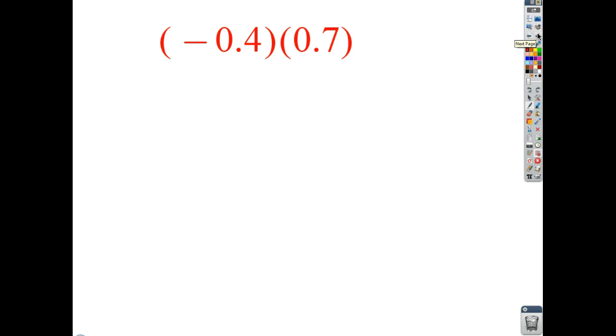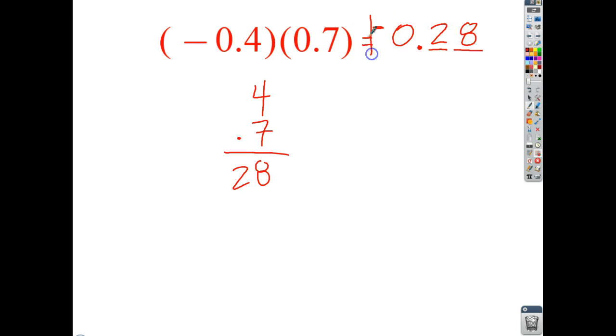Okay, negative 0.4 times 0.7. Let's look to see how many decimal places I have. I'm going to have 2 decimal places: 1, 2. I also know that my answer here is going to be a negative, because one of these is negative and one of them is positive. So then I can just say, well, 4 times 7. What is 4 times 7? That's 28. So I know that this answer will be 28 hundredths. So it's 0.28, and it's a negative 0.28.